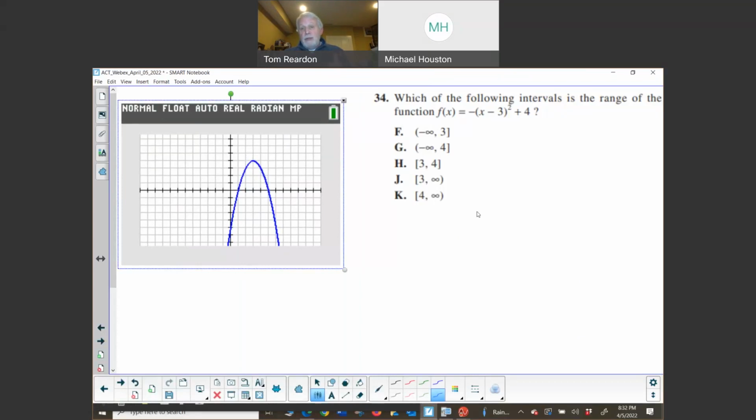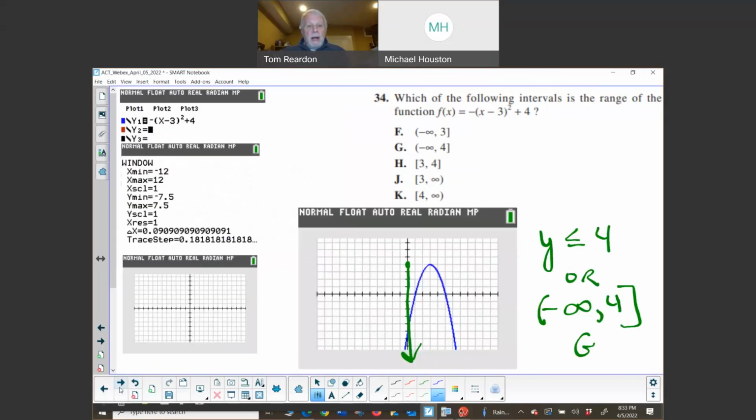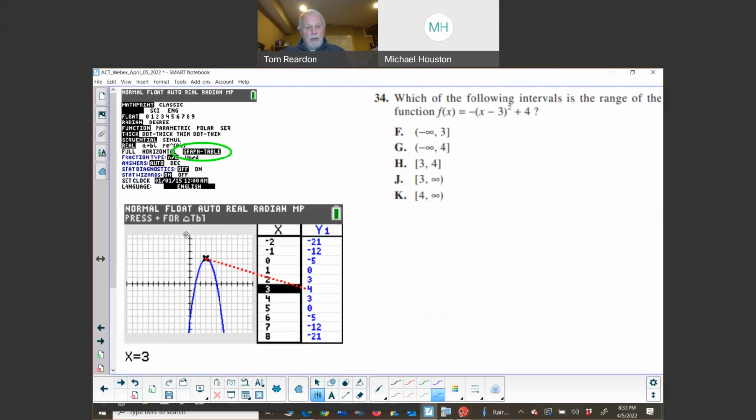So some students would grab this right away. There's 4 to infinity. No, it's the wrong direction. It's negative infinity to 4, G. And some will say x equals 3 is when it happens, and that's why they have the 3 there to get you. And they got 3, 4 is the vertex. Remember, those wrong answers are very well written. They're called distractors. They're out to get those students.